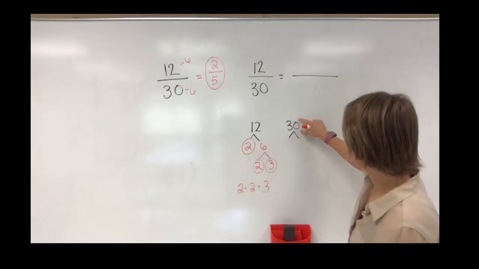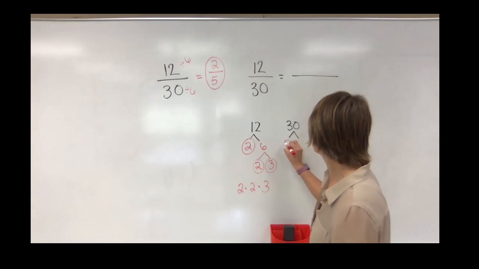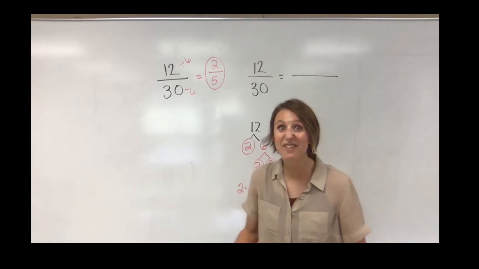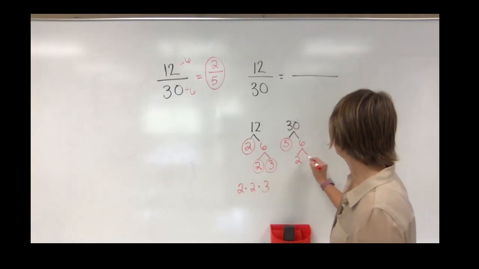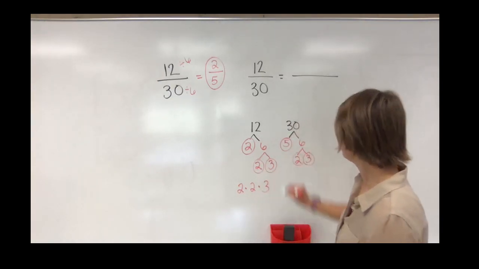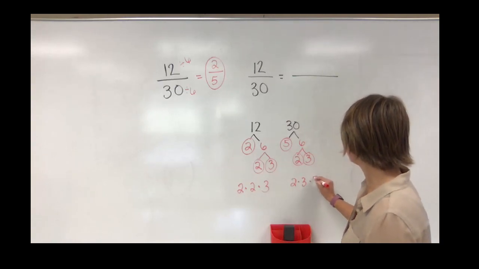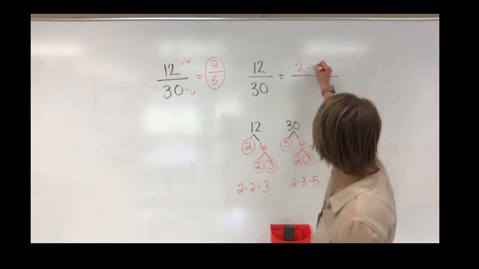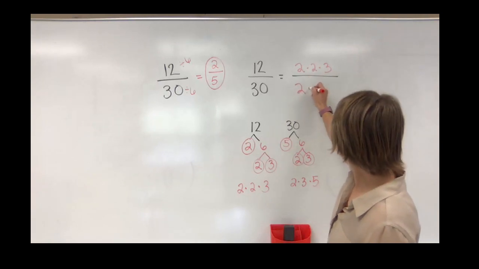Looking at 30, I know 30 is divisible by 5 because it ends with a 0. So 5 times 6. 5 is prime. Its only factors are 1 and 5. 6, I can break 6 up into 2 times 3, and they are both prime. So the prime factorization here would be 2 times 3 times 5. So here was my numerator, the prime factors for my numerator. Here are the prime factors for my denominator.